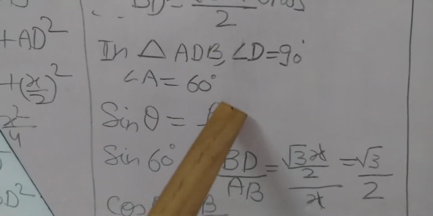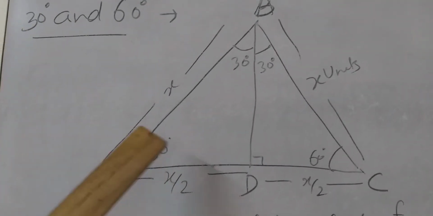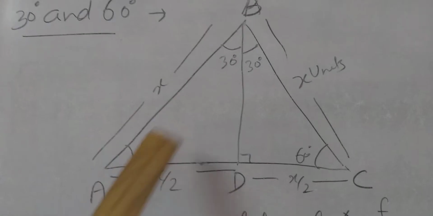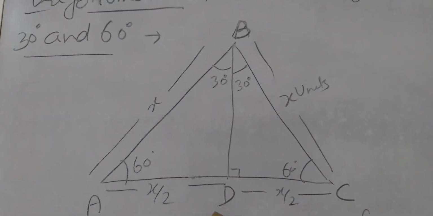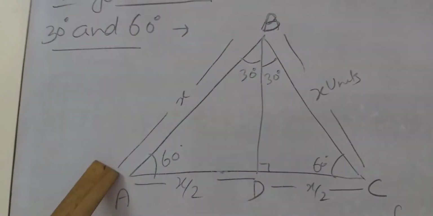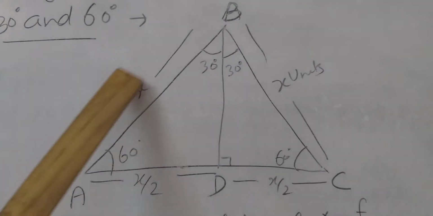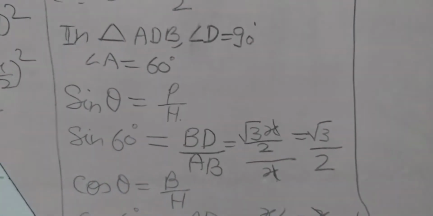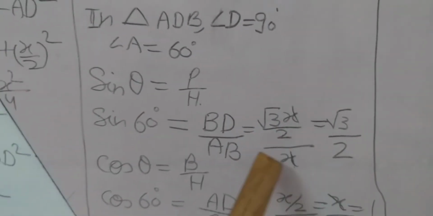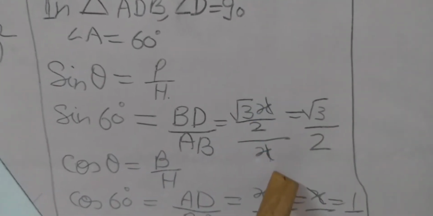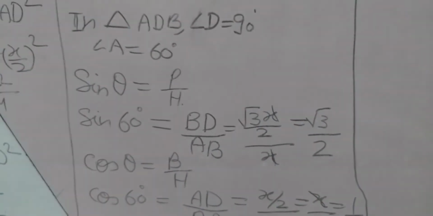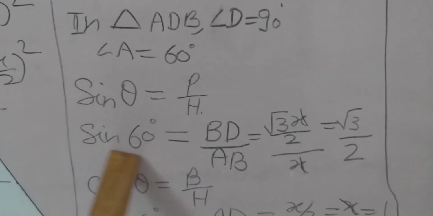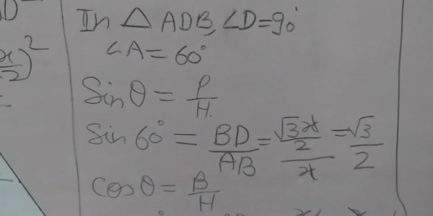So first I am going to take sin theta. Sin theta equals P upon H. So for sin 60 degrees, students, AD will be base and BD will be perpendicular. AB is hypotenuse. So perpendicular upon hypotenuse means BD upon AB. BD is root 3 X by 2, AB is X. X's cancel. Answer is root 3 by 2. Means sin 60 degrees value is root 3 by 2.